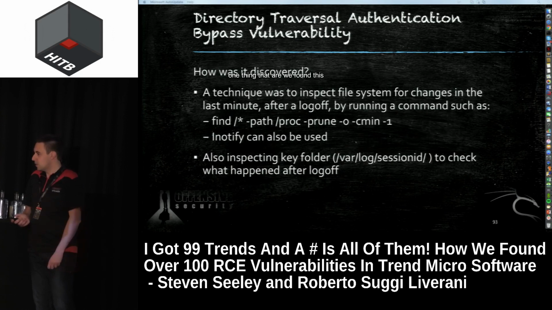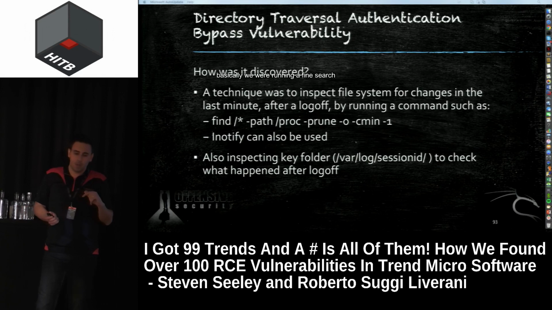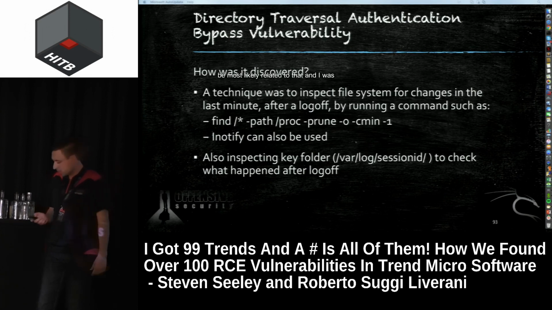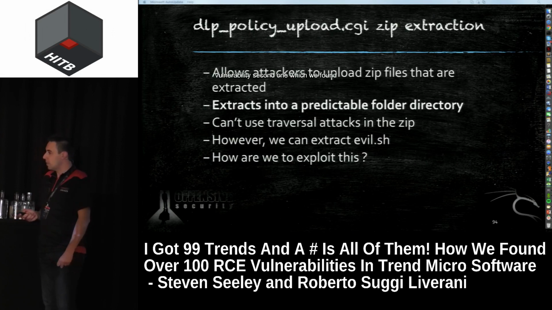One of the things, how we found this: we were running a find search on the file system to search any file which was modified in the last minute, okay? Then we were doing the log off and then ran it again and saw the delta. In the delta we saw that the folder containing the session ID disappeared, so the log off function must most likely be related to that. And that was one of the keys to finding this vulnerability.